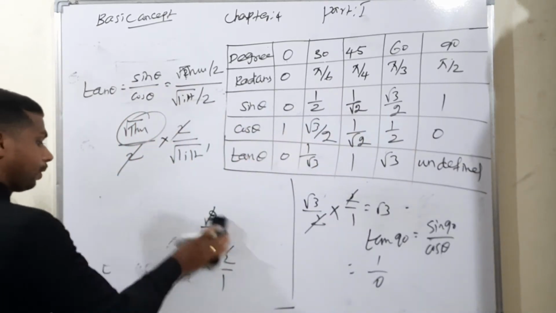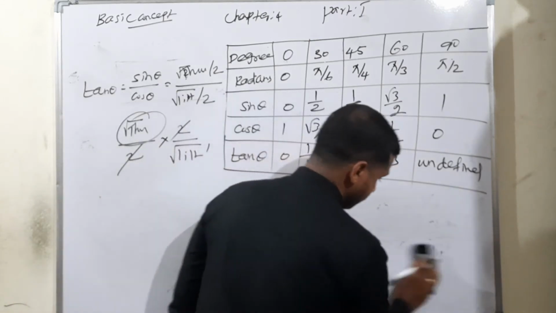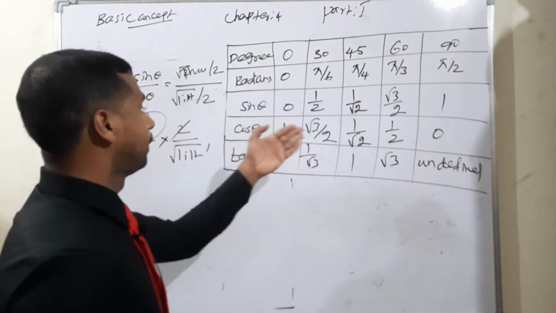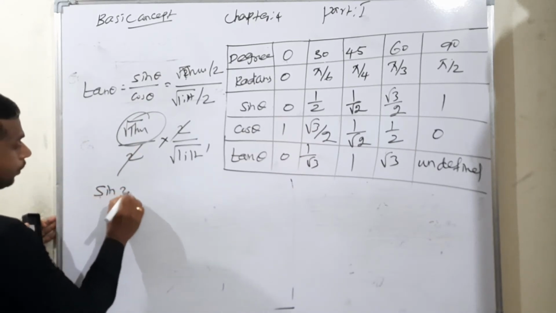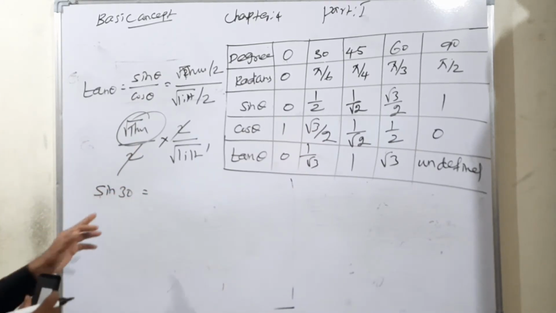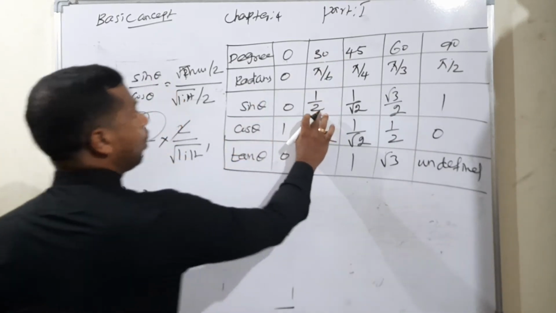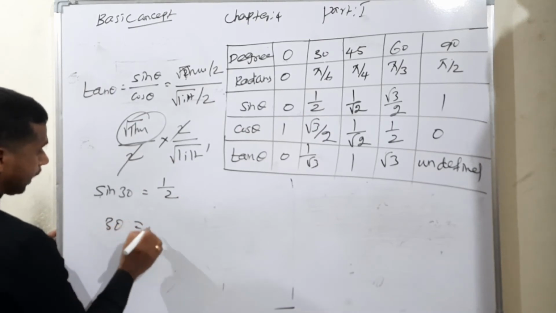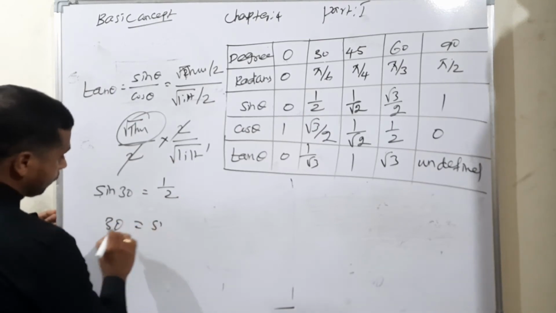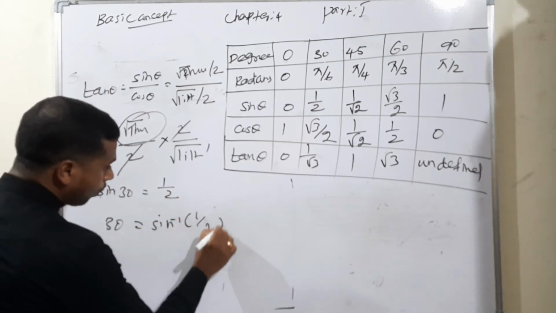This is also an important part. Now I will do some inverse trigonometric functions from this truth table. For example, sin 30 is equal to what? Sin 30 is equal to 1 by 2. Therefore, how do we find the sin inverse of 1 by 2? Sin 30 equals 1 by 2, so 30 is equal to sin inverse of 1 by 2.